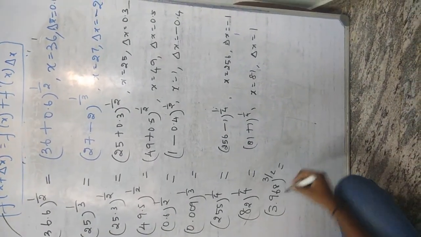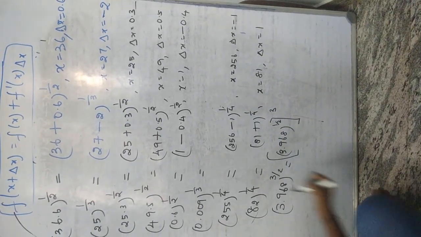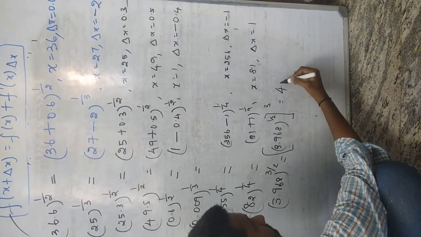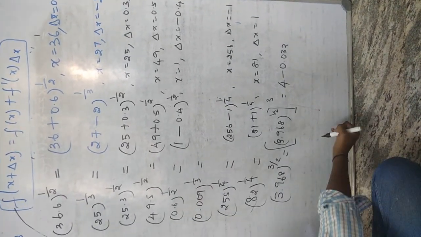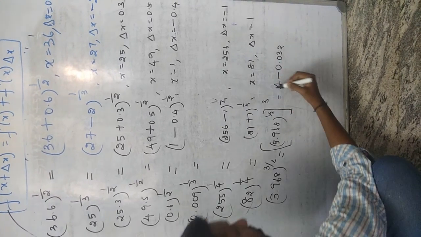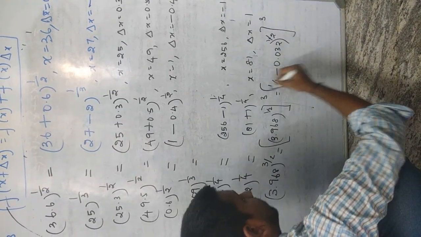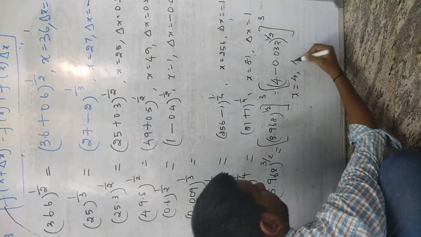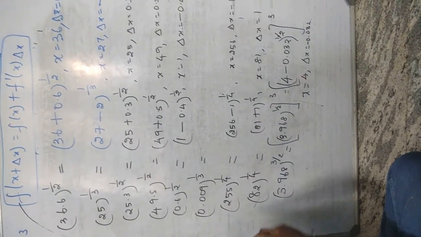And the last one, 3.968 power 3 by 2. First separate it, keep the power 3 aside. Which nearest number has a square root? 4 has a square root. 4 minus 0.032, check it. So 3.968 power 1 by 2, and the whole cube we don't touch. So here x value is 4 and delta x is 0.032.